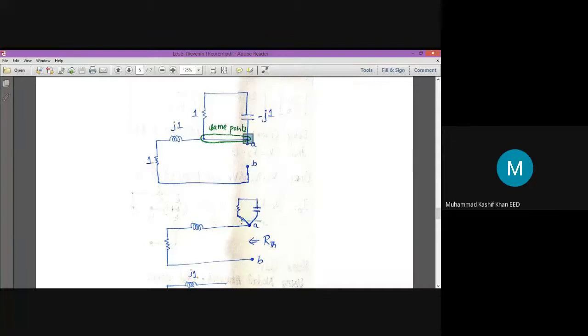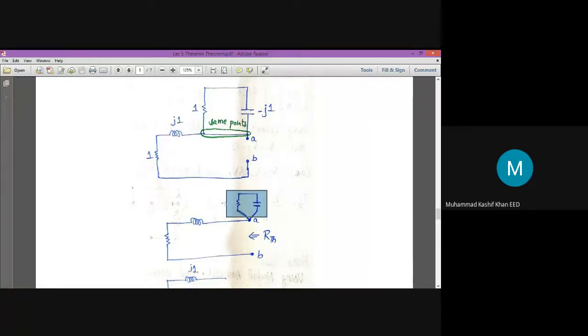Now both ends are at one and the same point, so there is no potential difference between these two branches. No current will flow in the upper circuit because there is no potential difference. So you can remove this circuit. Why? Because this is offering no resistance to the current flow. There is no current flowing, so this is offering no resistance.